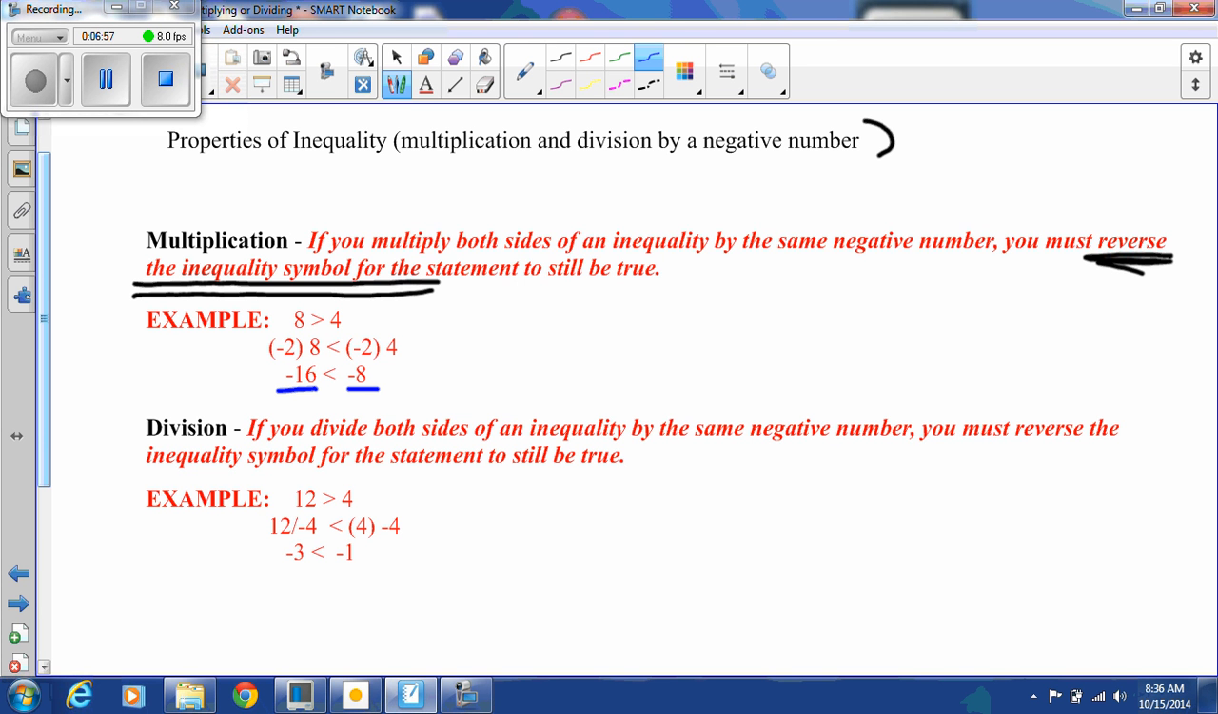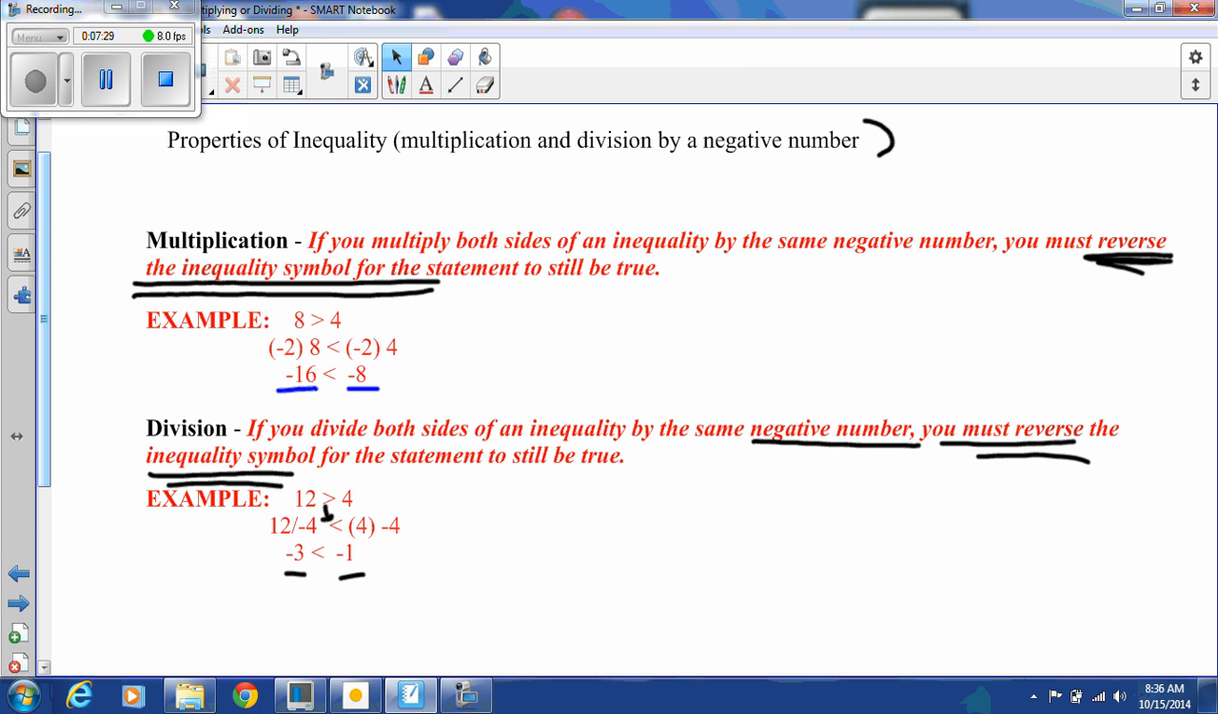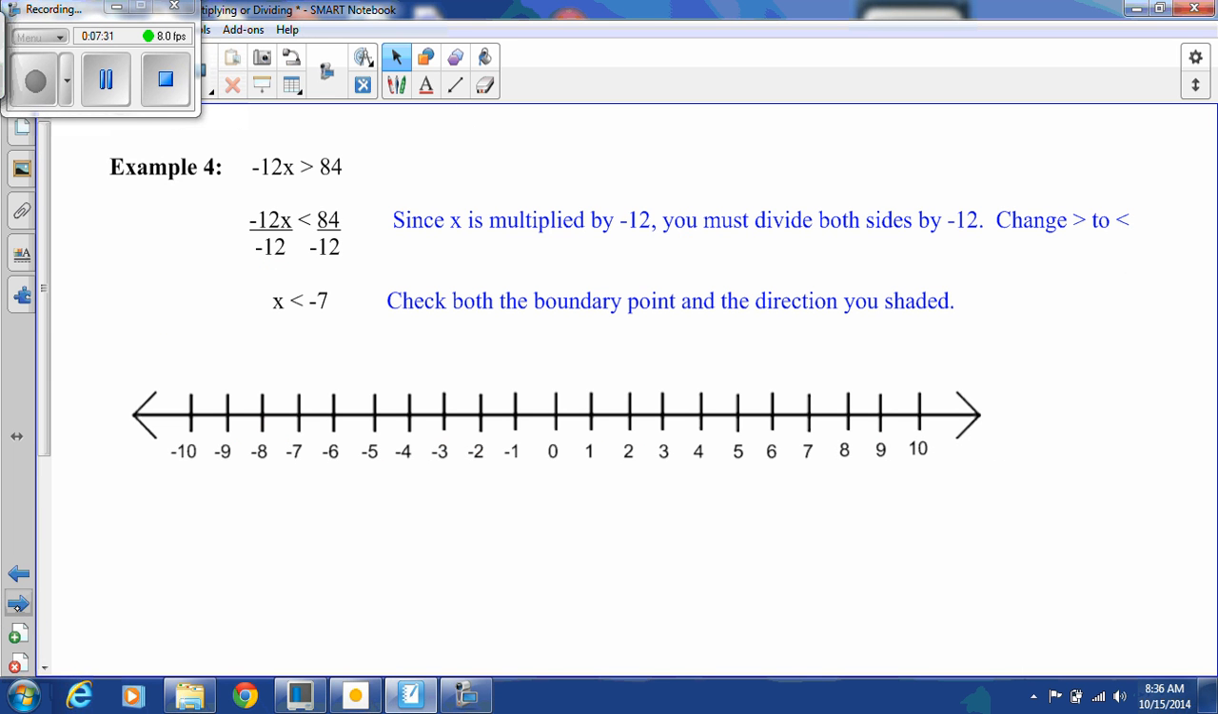The same is true for dividing by a negative number. If you divide both sides of an inequality by the same negative number, you must reverse the sign. It's our big idea. Let's look at an example. We know 12 is greater than 4. If you divide both sides by -4, 12 divided by -4 is -3, and 4 divided by -4 is -1. -3 is less than -1, so notice I had to flip that sign. So that's the important thing to remember.